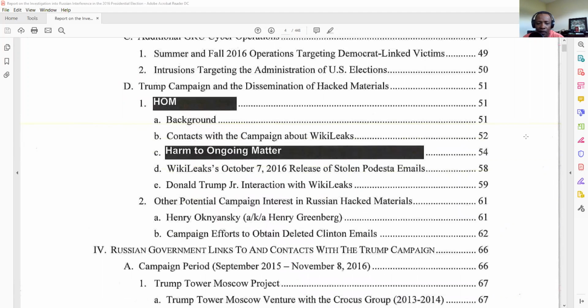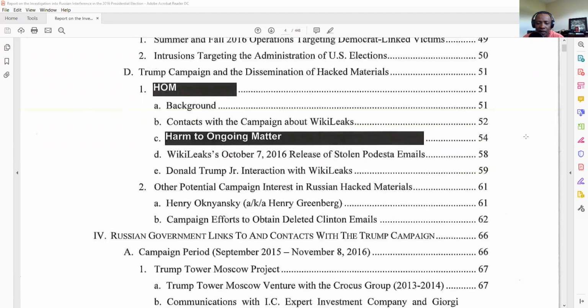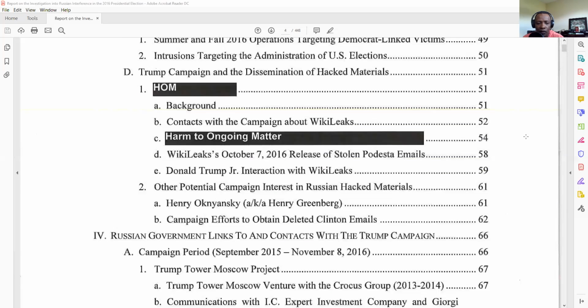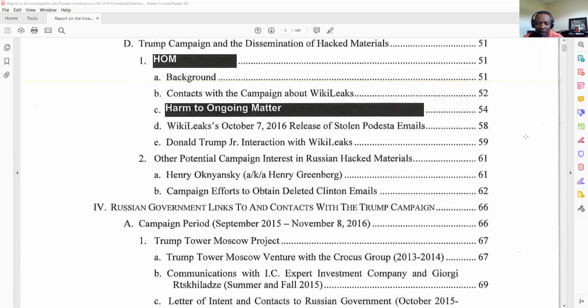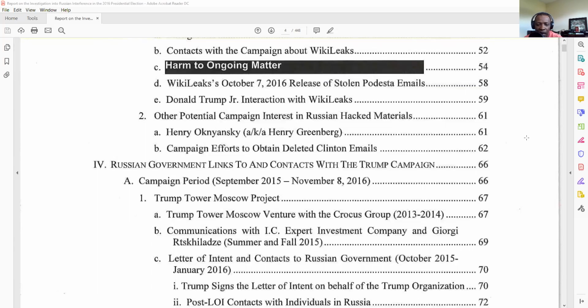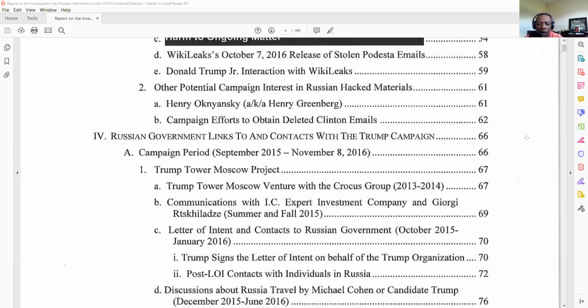C, WikiLeaks' October 7, 2016 release of stolen Podesta emails, Donald Trump Jr.'s interaction with WikiLeaks. There's another redaction in there. Then you get the other potential interest in the Russian hacked materials, Henry Oknyansky, aka Henry Greenberg, campaign efforts to obtain deleted Clinton emails. Then you've got 4, Russian government links and contacts with the Trump campaign. Campaign period, September 2015 to November 8, 2016.